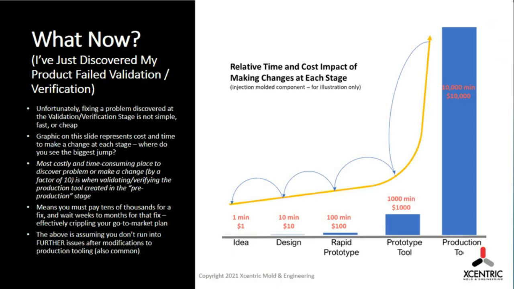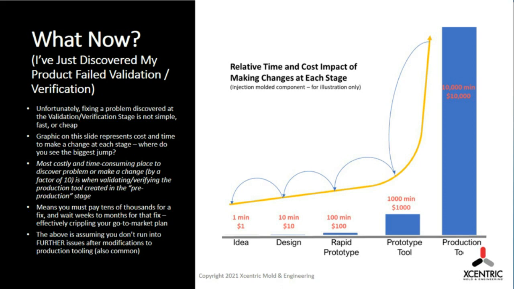So what now, right? We've just established via that polling question and again, some research studies and my personal experience that a lot of people have this problem, right? A lot of folks get all the way to production tooling, and they run into a problem that prevents them from going to market on time and on budget. So what do we do, right? What happens when I've just discovered that my product has failed validation and verification? So unfortunately, fixing a problem, the later you get in the product development process, the more costly and the more timely it's going to be, right? So it's not simple, it's not fast, and it's not cheap when you discover problems this late.